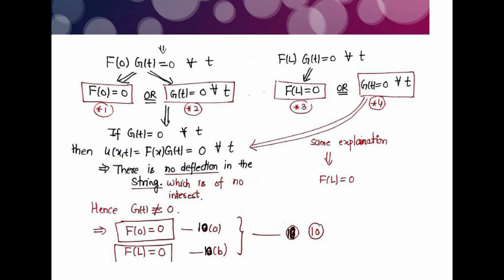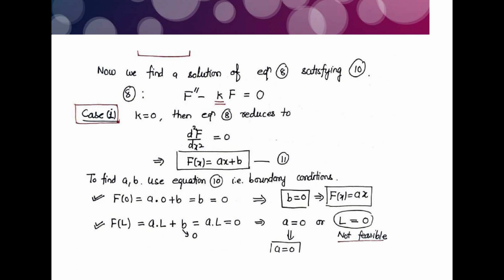So finally the boundary conditions on u, now we have these conditions in terms of function F. We are denoting this by equation number 10, that F of 0 is 0 and capital F of L is again 0. After simplifying the boundary conditions in terms of function capital F, now we can find a solution of equation number 8, which is F double prime minus k times F equal to 0. Here this constant k is an arbitrary constant, so it can be positive, negative or 0. So we explore all the three values.